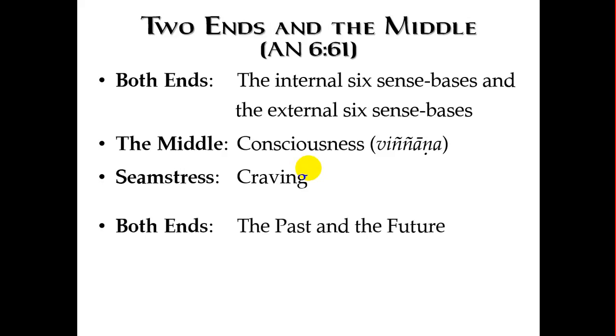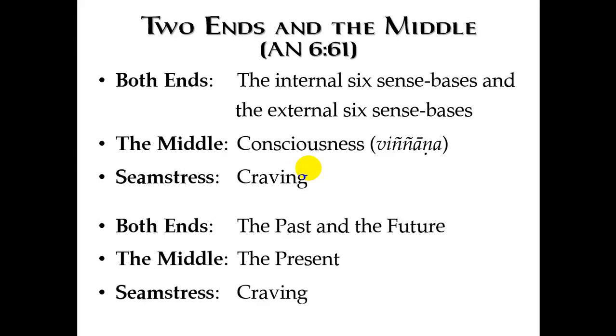Another one is the past and the future. So we have a lot of past story, right? And we have the future. There are two ends, and the middle is the present. We are now in the present moment, right? We have the past story and we are expecting the future. We forgot to live here.